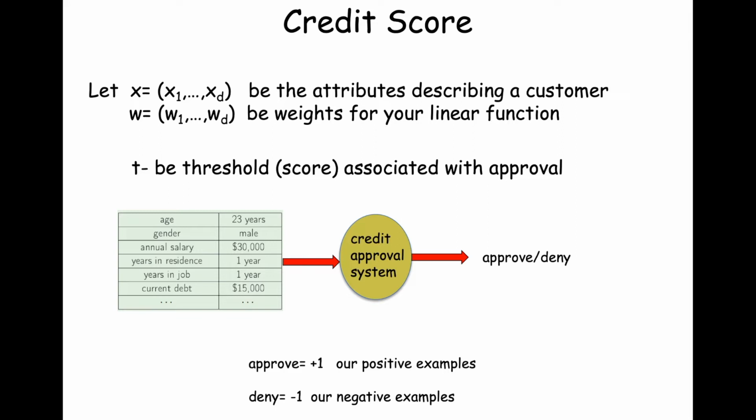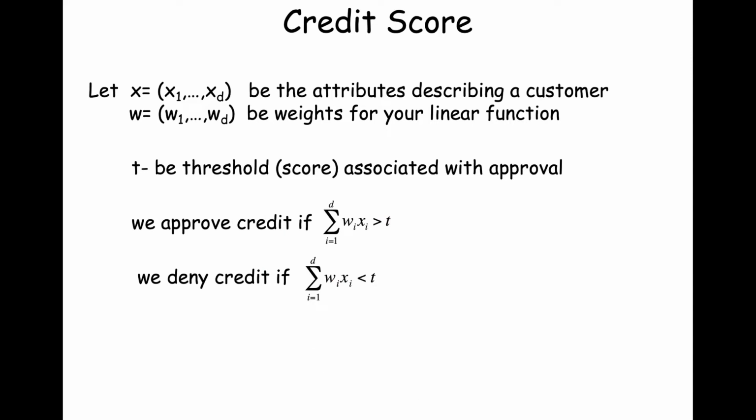So we input our customer data. We input it as a feature vector, x1 through xd, into our credit approval system, and then out pops an approval or denial decision. It's approved if you call it a +1 example, or so-called positive example, and for denial, it's -1, or so-called negative example. And so how do we do this?